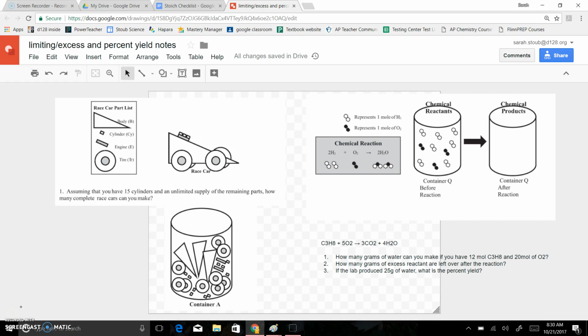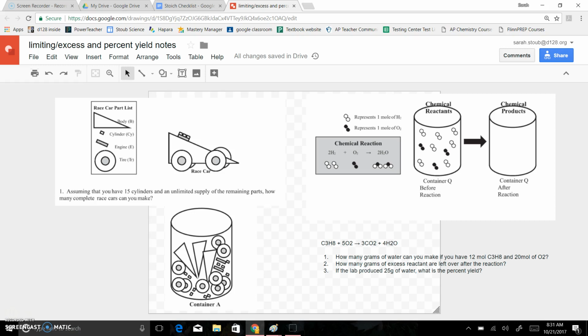Last thing I should look at is the engine part, the big long rectangle. And I have 1, 2 big rectangles there. So after 2 race cars, I'm going to run out of the rectangles, the engines, and out of the wheels. So those are my limiting reactants. They control how many things I can make.